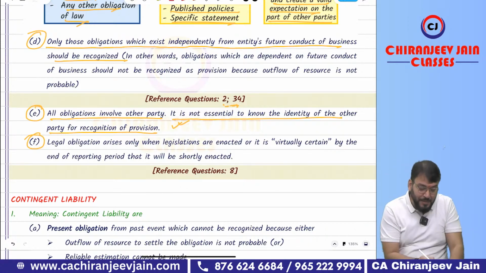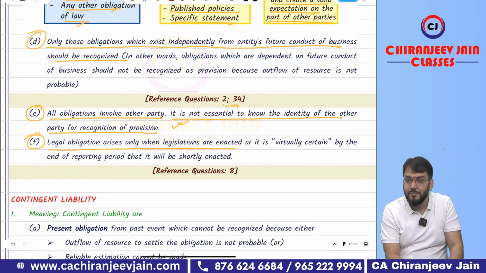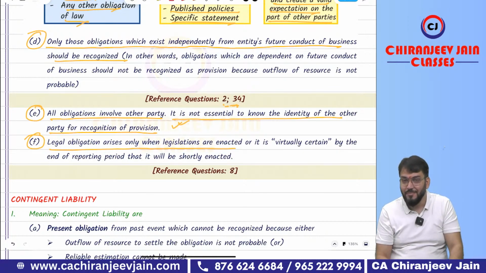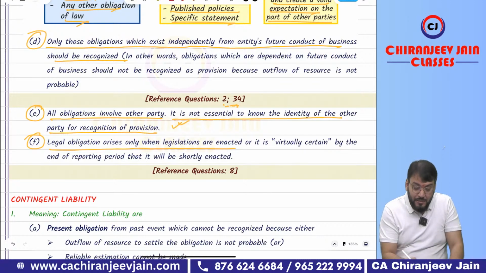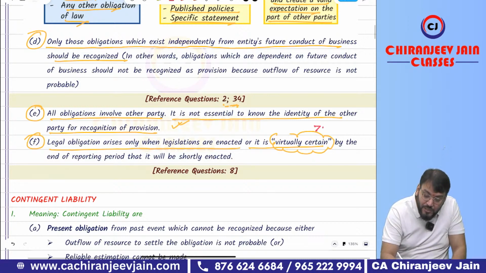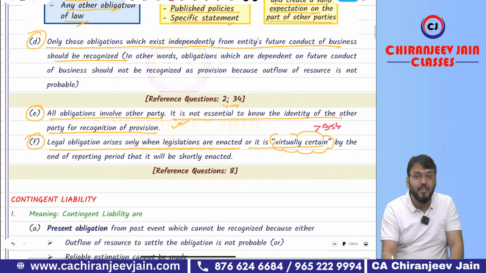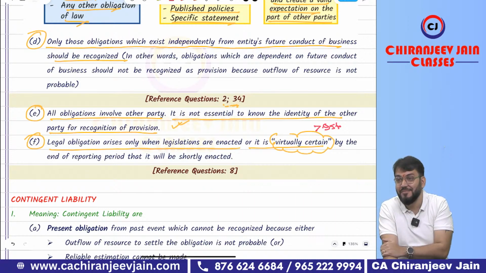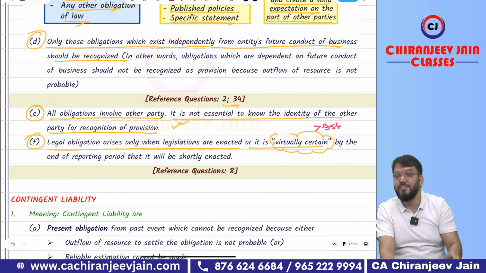Now, what does Ind AS 37 say? The legal obligation arises only when the legislation is enacted, on or before 31st March, or it is virtually certain. What do you mean by virtually certain? Virtually certain means chances are more than 95%. So whenever I say virtually certain, it is equal to certain, meaning chances are more than 95%.